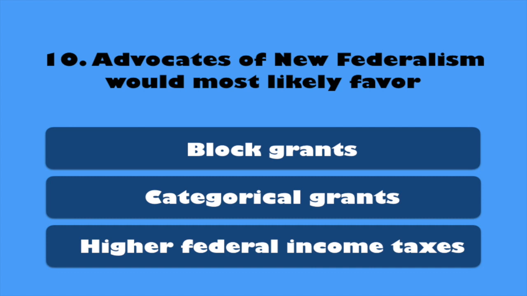Advocates of new federalism would want more states' rights. They would want states to have more discretion in how they use the money. How they use the money? Discretion? That is a block grant.